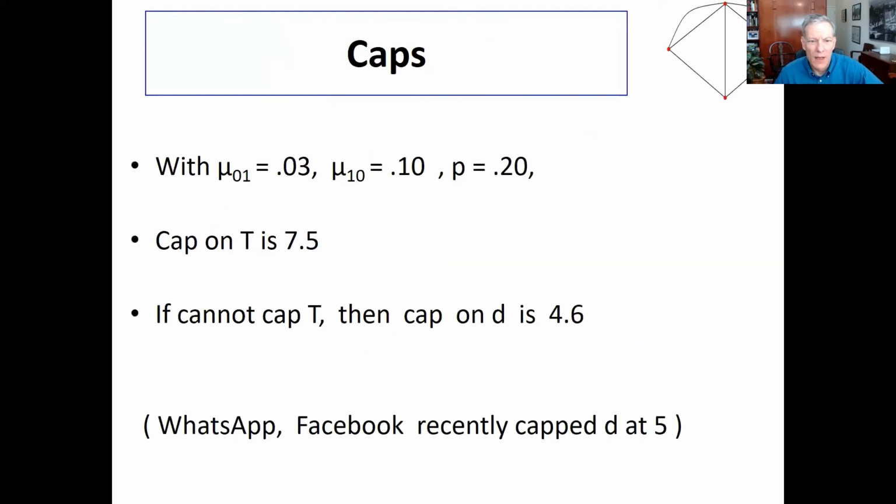Okay. So again, if you had these probabilities that we've been using in this running example, then the cap on the T is 7.5. But if you can't cap that T, then the cap on D turns out to be 4.6. So what you would want to do is limit the breadth of these messages to 4.6. And WhatsApp and Facebook recently capped forwarding: WhatsApp did it about 2.5 years ago, Facebook did it last year, where they capped forwarding messages at 5. So that would be roughly what you would want. If these were the numbers, you would want to cap the D at 4.6 to make sure that more messages were still truthful rather than having mutated to false.